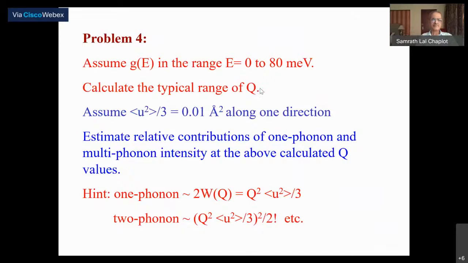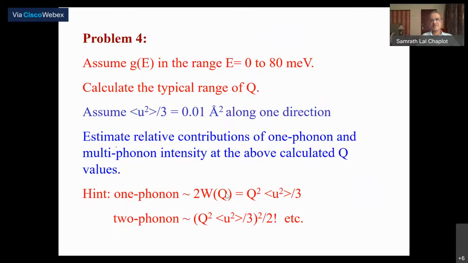And then there's a second part of the problem here. Assume that the mean square displacement is 0.01 angstrom square. Then I am asking you to estimate the relative contributions of one phonon and multiphonon intensity at the values of Q that you have chosen.